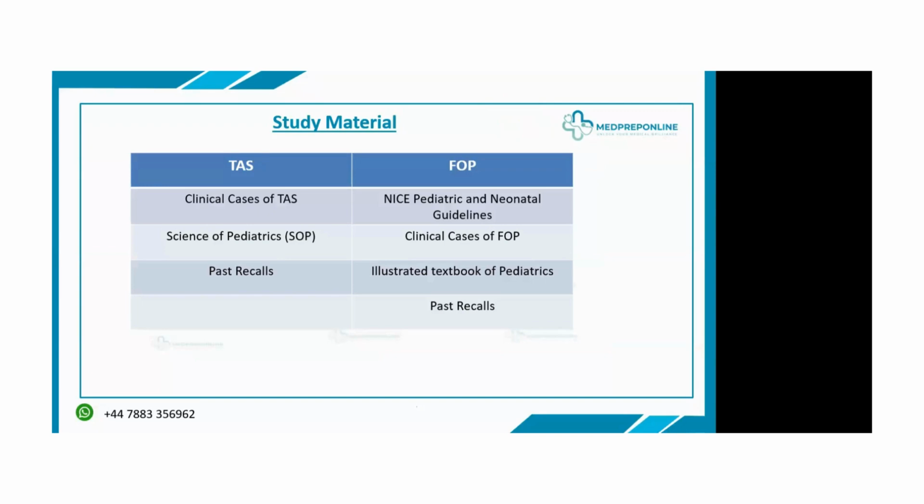Now, what are the study materials? This is the most important question students usually ask. If we talk about the TAS, then it is all about the basics which we talked about, and the recommended book is Science of Pediatrics, which is called the SOP book. Along with that is the clinical cases book of the TAS. These 2 books are compulsory, and both are given by the RCPCH.